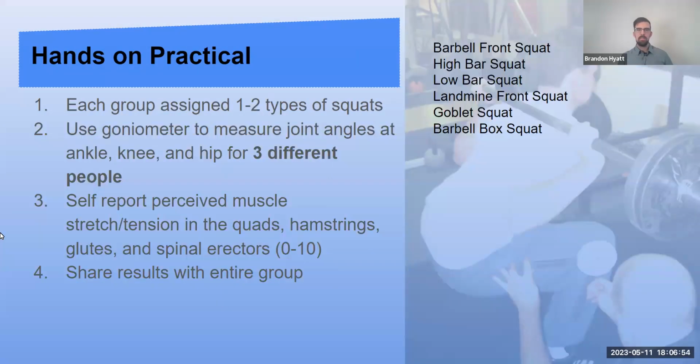All right, awesome. This is a hands-on practical for if this is being taught in person. What I would have groups do is be assigned a type of squat, give them a goniometer, and have them record the angles in the body so they can actually see hands-on what the biomechanical and kinematic differences are with loading position. And then I would also have the person lifting in the different squat variations self-report their perceived muscle tension or stretch from that position, and then share the results. Let's see if we can find some similar results as the research.